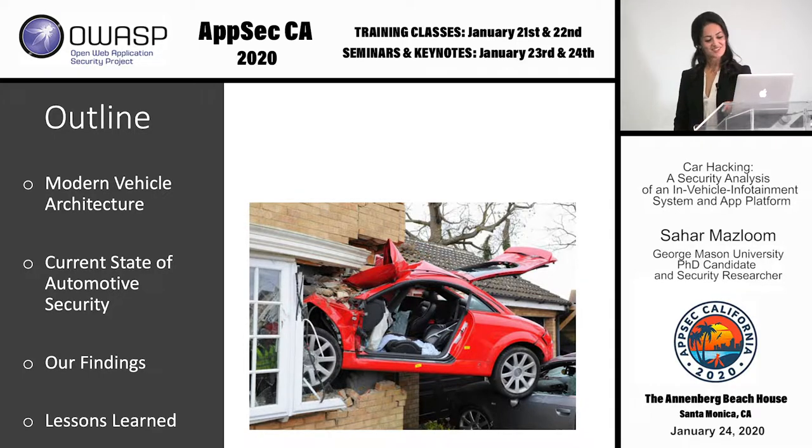This is the outline of the talk that I'm going to go over. First, I'm going to give you a little introduction to modern vehicle architecture and why vehicles are vulnerable. Then I'm going to talk about the current state of automotive security. I'm going to give you the history of the attacks that happened so far, almost all of the very iconic ones. Then I'm going to explain our findings and the lessons that we learned during this research that are very fruitful for all of us working in the security community.